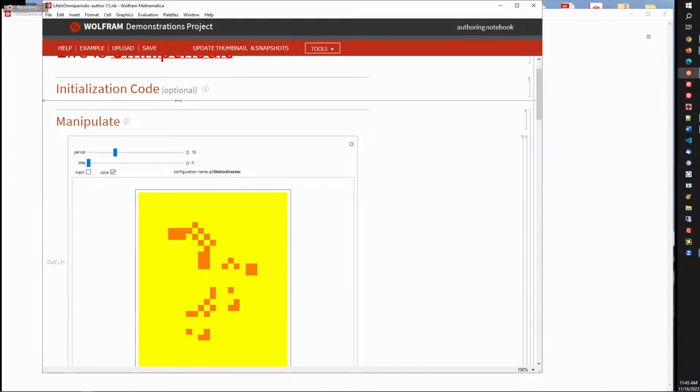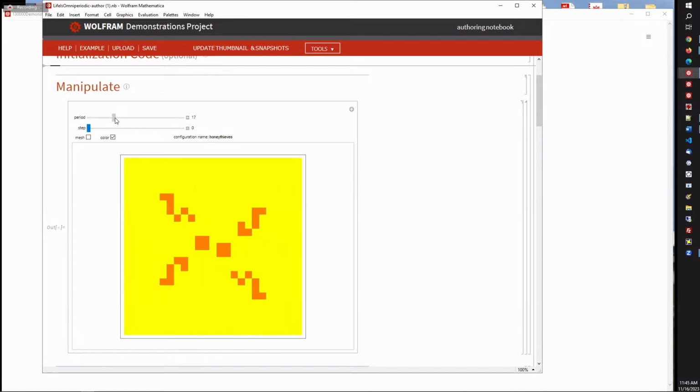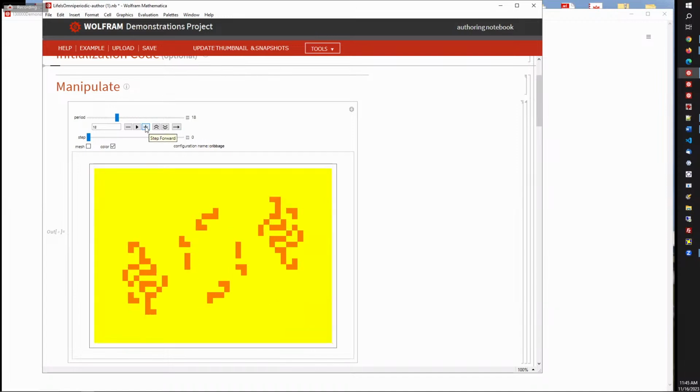One recent thing in the news is that life is omniperiodic. For any period, you can come up with a life sequence, an oscillator with that length oscillator. I believe 19 was the last one found. Let's see what that one was. Yes, here's 19. This was the last oscillator found.